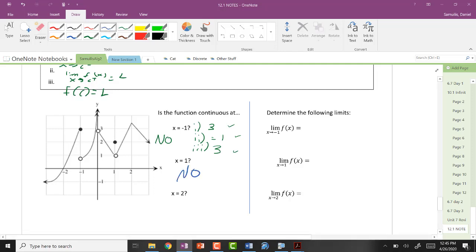Is it continuous at 2? So as I'm approaching 2 from the left, 2 from the right, the actual value of f of 2 is all the same. It's all about 3.5. So this one, yes, it does exist.